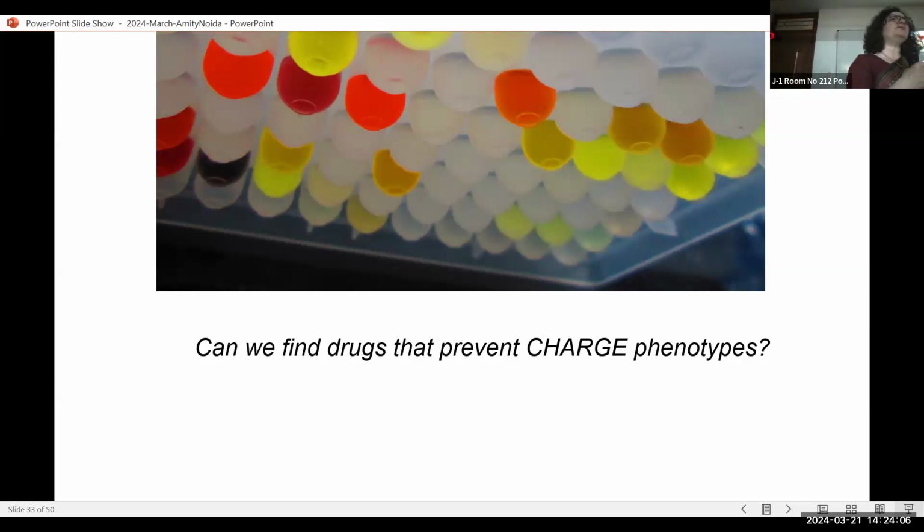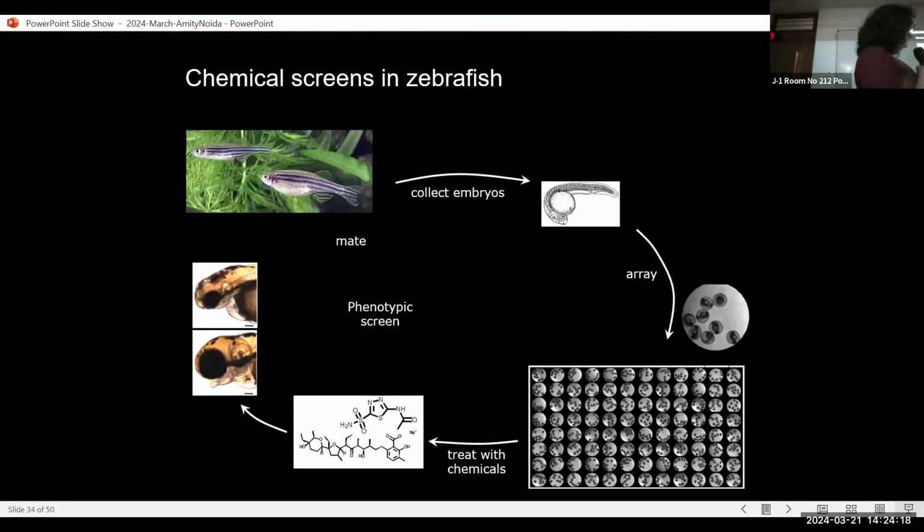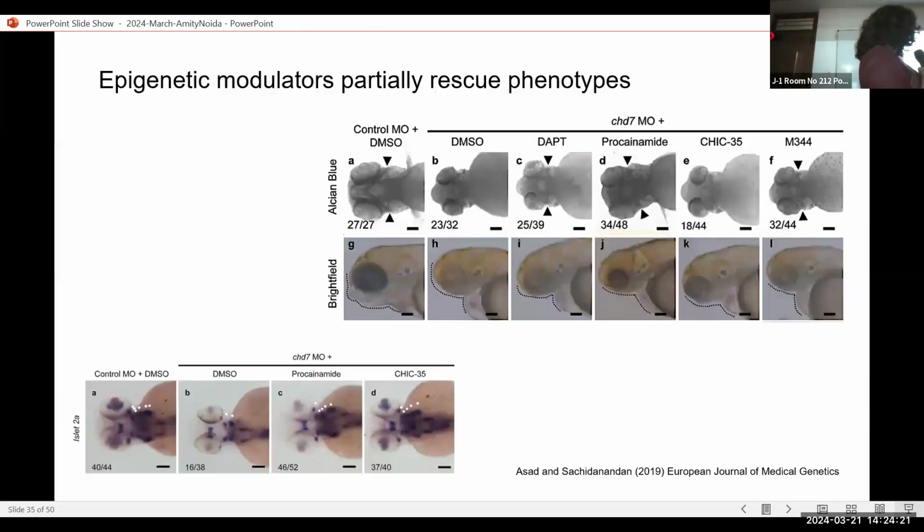We decided to pick a small number of chemicals that are known to interfere with epigenetic enzymes, right? So we did a small screen of around 30 compounds, and this is how we did the screen, I've already shown you. And we found that there were compounds. So what we did is we took the CHD7 oligo injected animals, and we treated them with compounds in multiple plates, and then we looked at phenotypes.